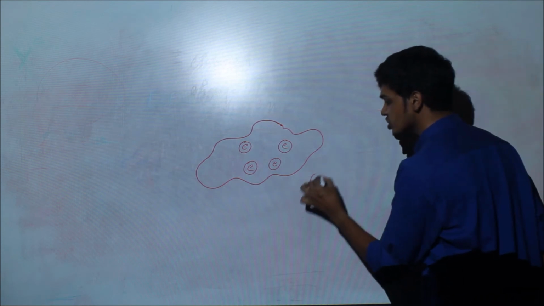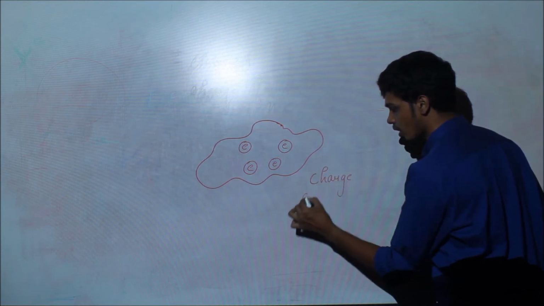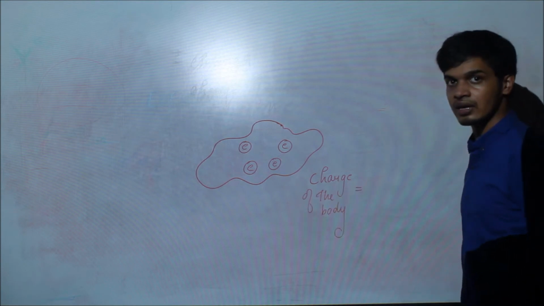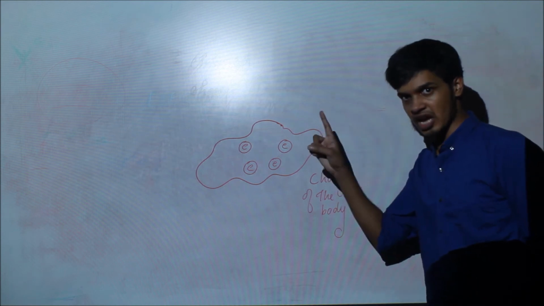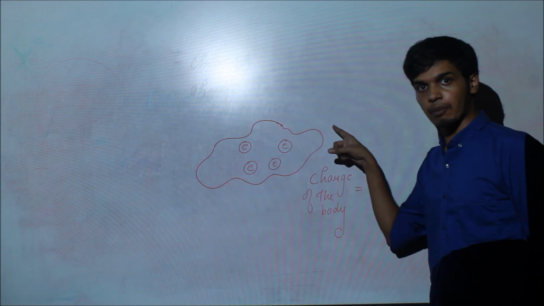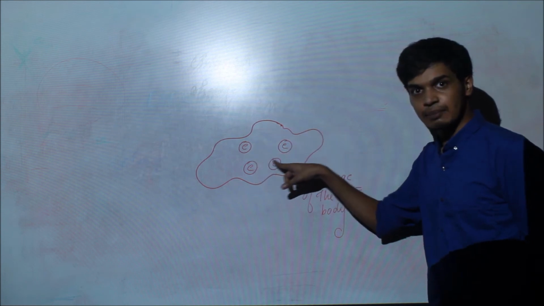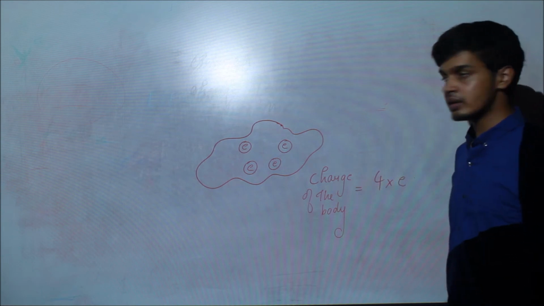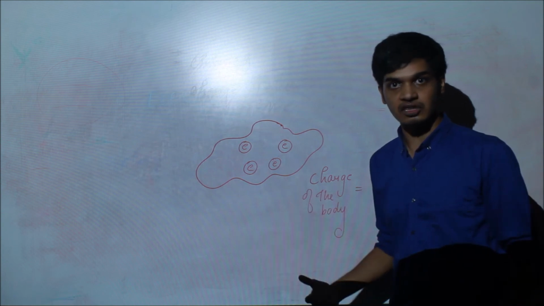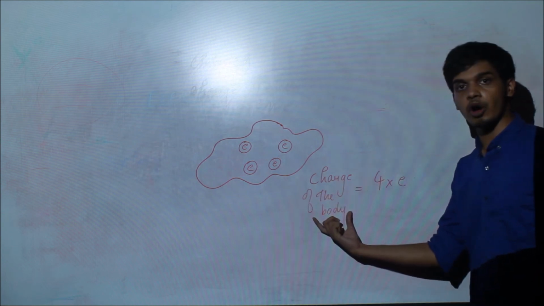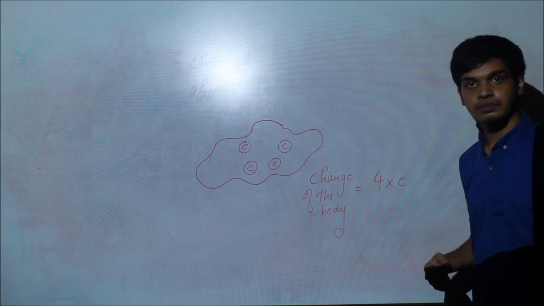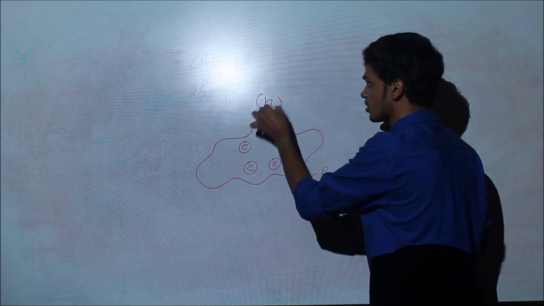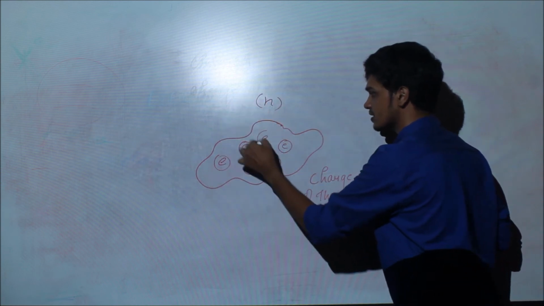So the total charge of the body is given by the property of additivity of charges. We can say the total charge in the body is what? E plus E plus E plus E, which is 4 into E. Suppose instead of 4 electrons we had 5 electrons, then the total charge of the body would have been 5 into E. Now let us consider that this body has N electrons.